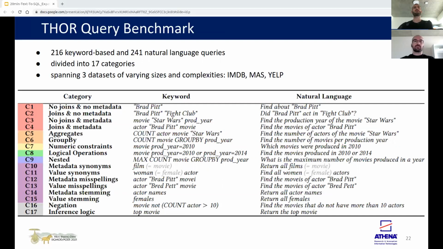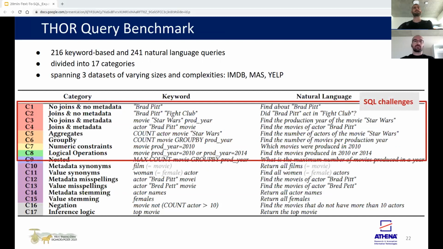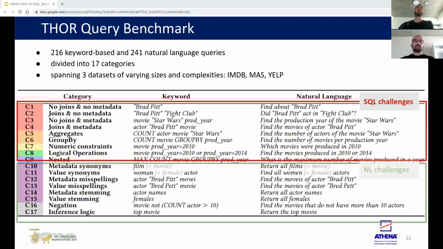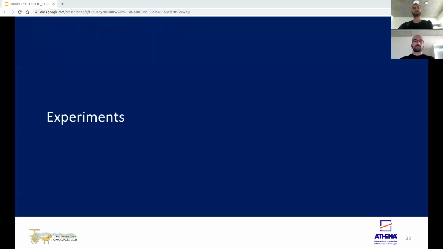We ended up with 17 categories consisting of around 240 natural language queries, which can be roughly divided into two groups. SQL expressivity challenges, such as queries with join, aggregates, and group bys, and natural language challenges, such as queries with terms that are synonyms to database elements or even misspellings.